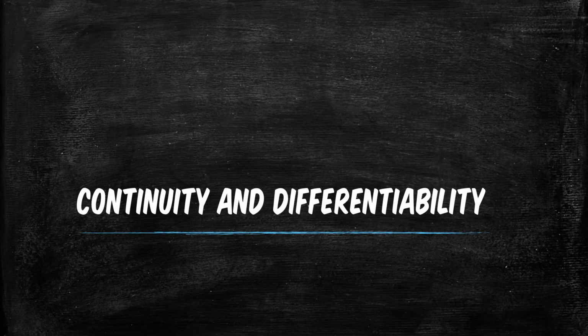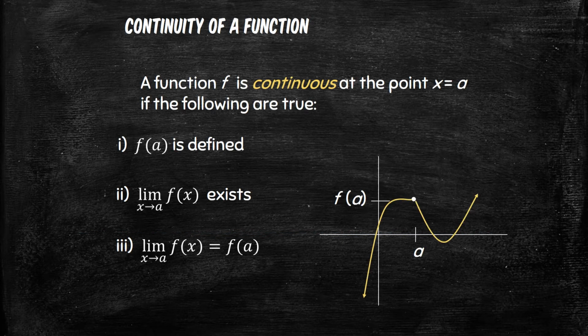So we're looking at continuity and differentiability. Continuity of a function is where basically it's on a line. There's a point and it's following as part of a line. Three conditions have to happen for it to be continuous.